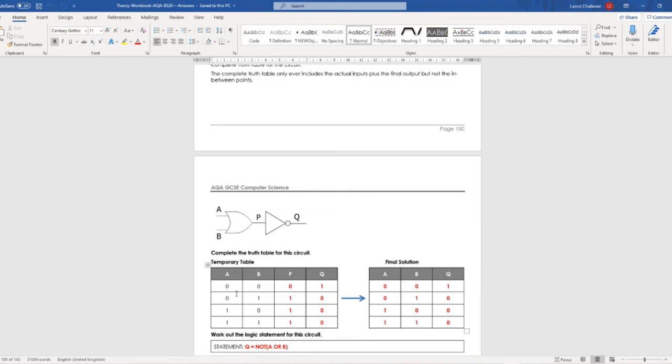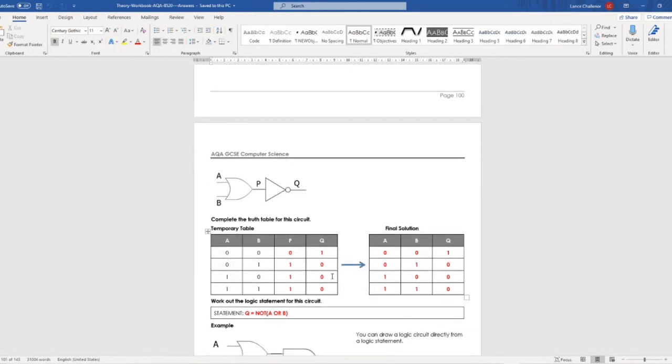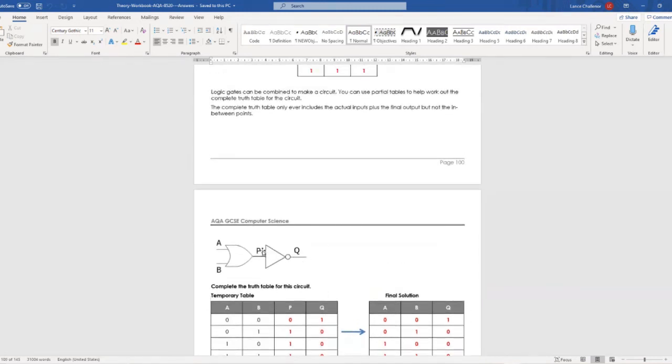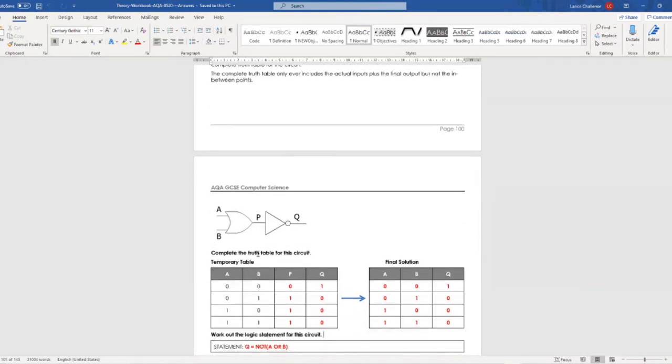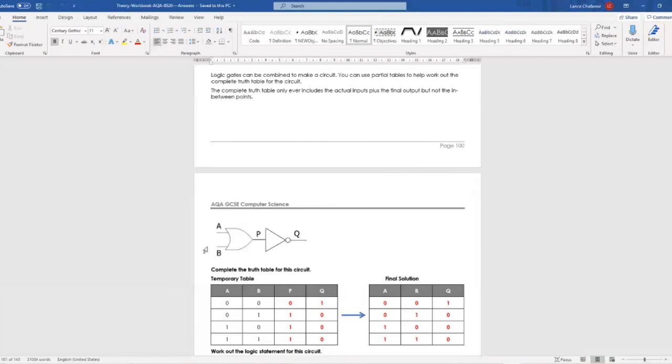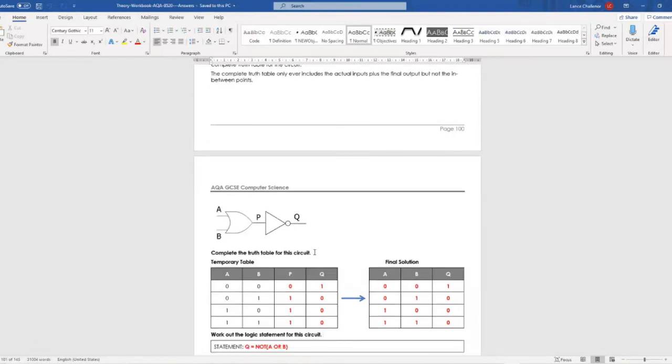This is how it's presented in an exam. You don't have to do that. Right, so what's the logic statement for this circuit? So Q equals NOT A OR B, right? So we always work backwards. Q equals NOT A OR B, right? NOT A OR B.